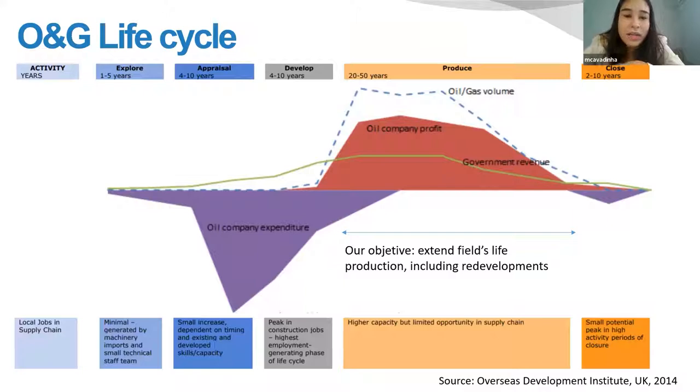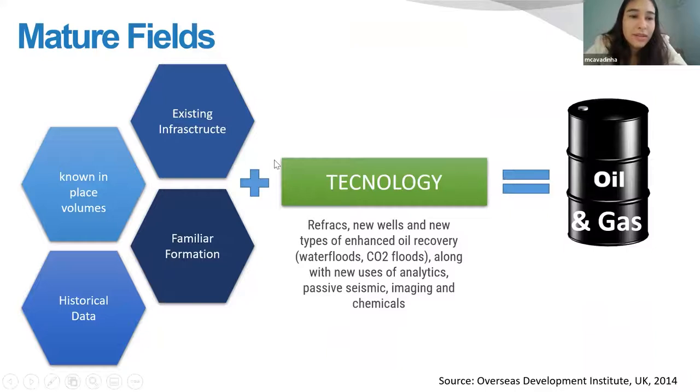And this plot is just showing the oil and gas life cycle. Our objective now with the major fields is to extend the production life of these fields, including new developments in those fields. And why major fields? That's something I always say: we already know the volumes, we already have the infrastructure, we know the formations, we have the historical data. So if you can add technology, for example, new wells or new enhanced oil recovery and new data, you can bring more oil and gas with lower impact. That is very important nowadays with the energy transition. So that's why mature fields are another opportunity in Brazil for growth.